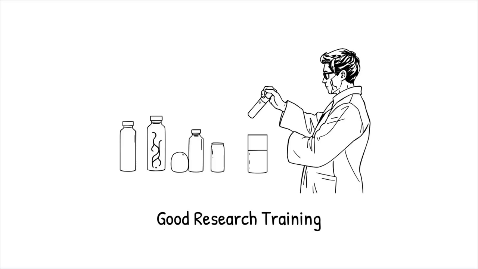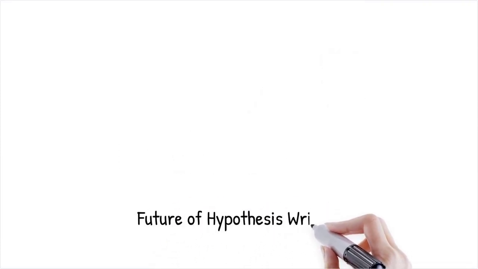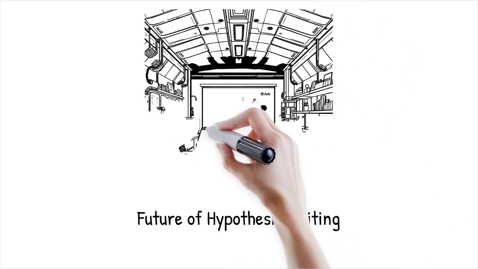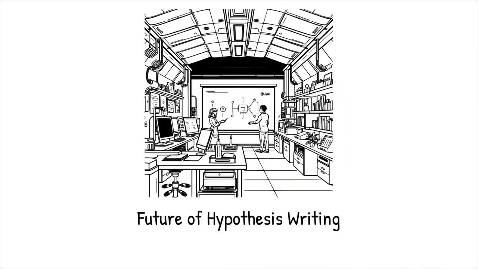The future of hypothesis writing includes AI-assisted generation, dynamic hypothesis trees, and integration with Bayesian reasoning, where researchers update beliefs in real time as evidence accumulates. In education, hypothesis generation will become a core skill taught early, alongside data literacy and critical thinking, training young researchers to think not only like scientists, but like systems designers.